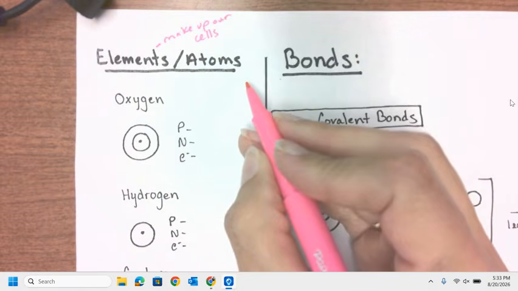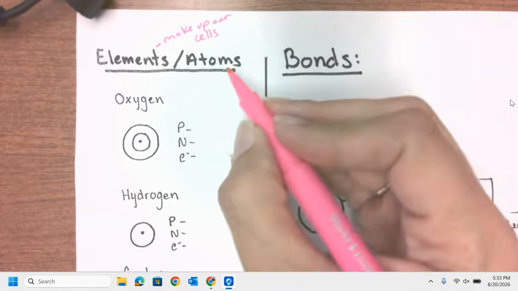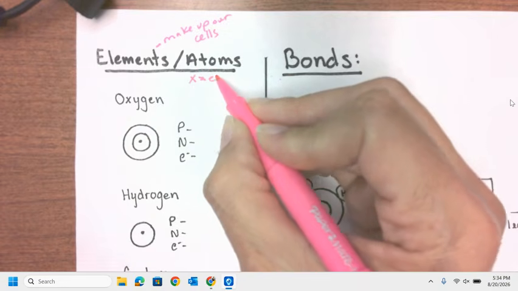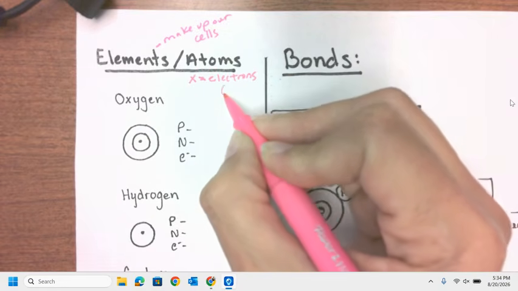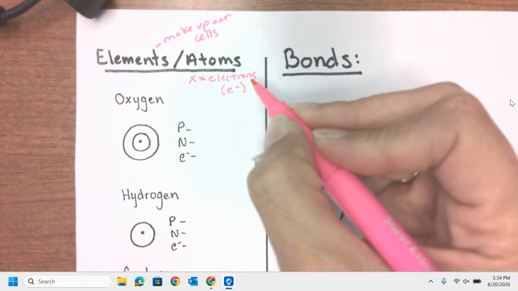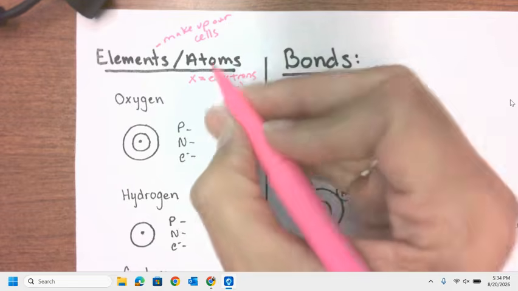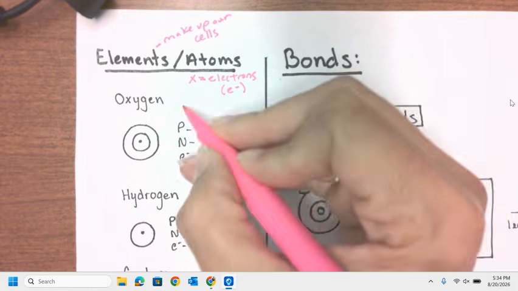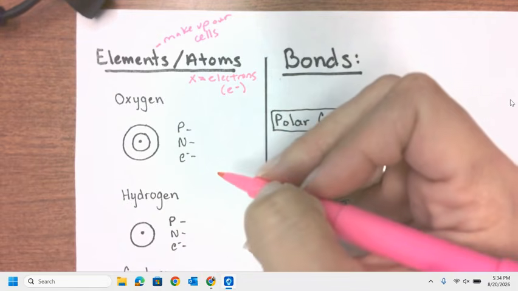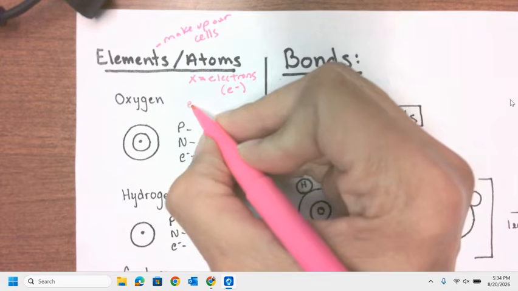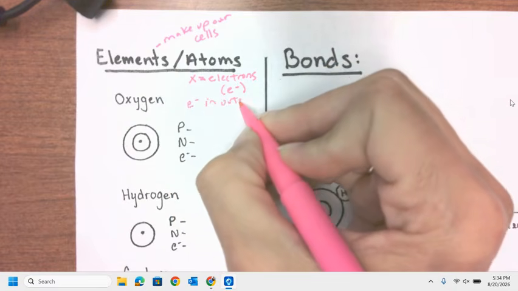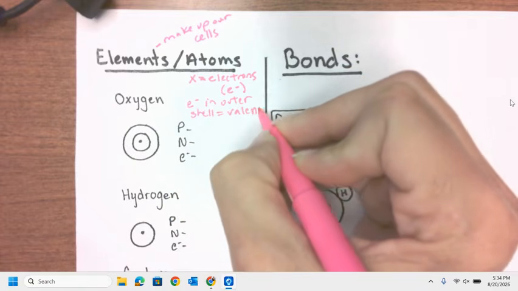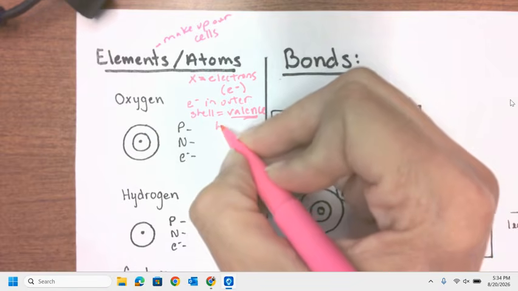And we're going to talk about different elements and atoms, different types of elements, and I'm going to use X to represent the electrons, which can also sometimes be written as e minus, okay? The number of electrons in the outer shell of an element help form bonds and determine its reactivity. So the electrons in the outer shell are called the valence electrons, and they help form bonds.